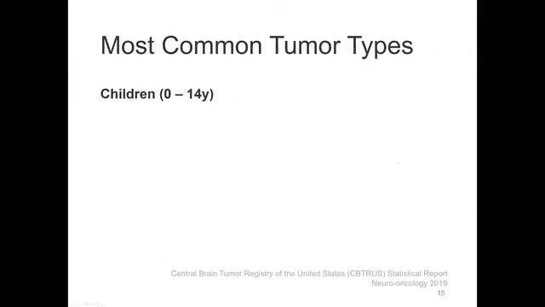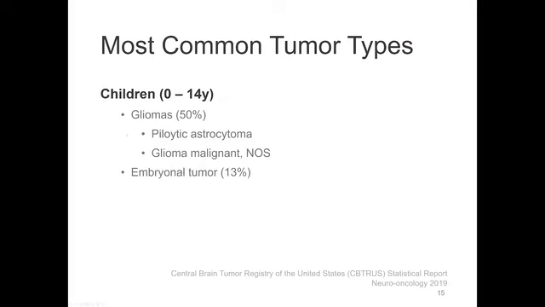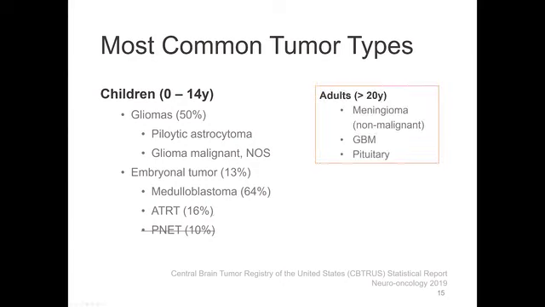Let's compare the tumor types again. When you look at a tumor in young children, there's a 50% chance the tumor is going to be a glioma, either pilocytic astrocytoma or malignant glioma. Then there's a 30% chance it's going to be an embryonal tumor, either medulloblastoma, ATRT, or PNET. However, the entity of PNET no longer exists in the new classification, so you can just focus on medulloblastoma and ATRT. Compared to adults, the most common tumor in the brain is meningioma.